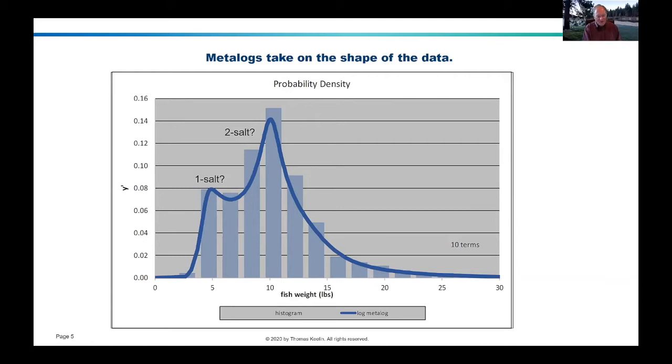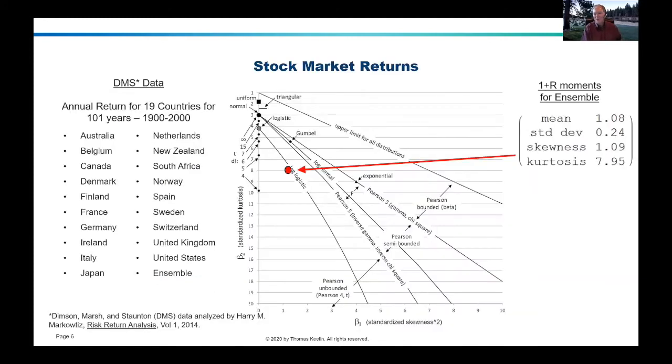So the idea here is what can be learned from the data and how do you fit a metalog to that data without overfitting or underfitting. I'd like to do a couple more key examples here before we move into the Excel workshop.